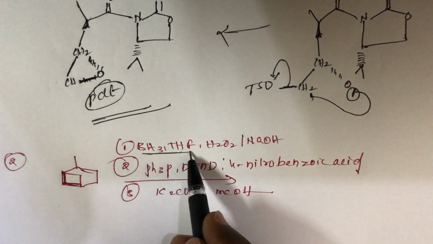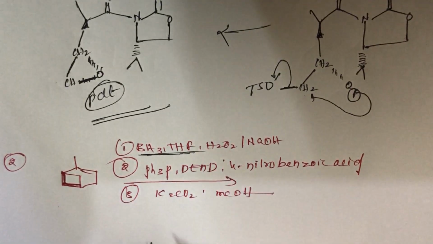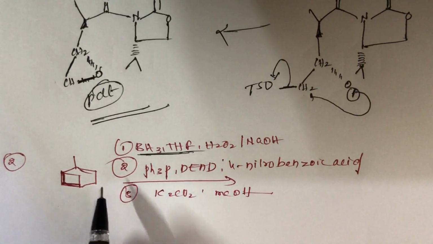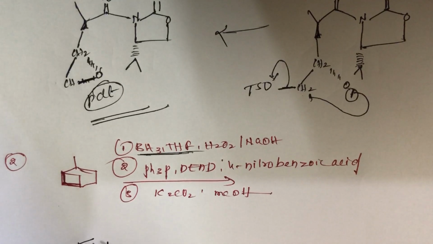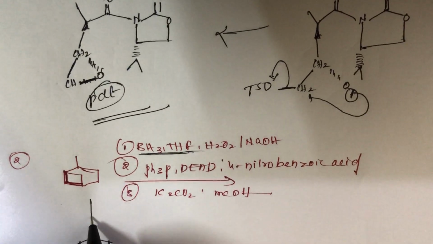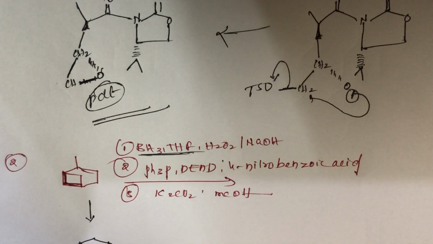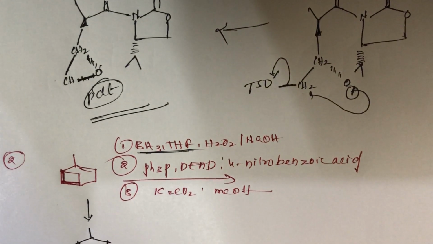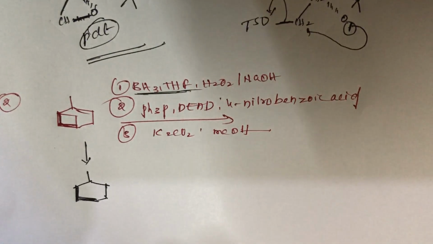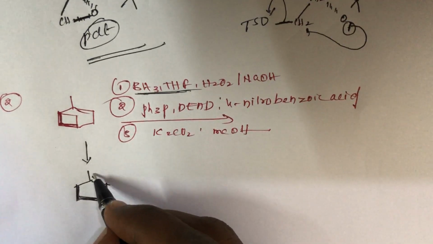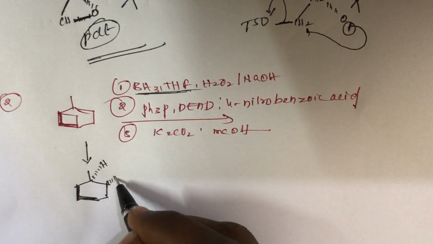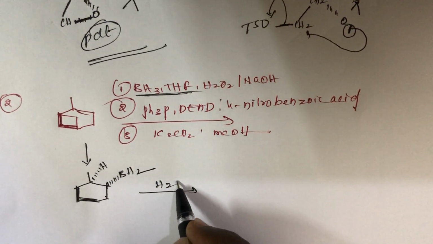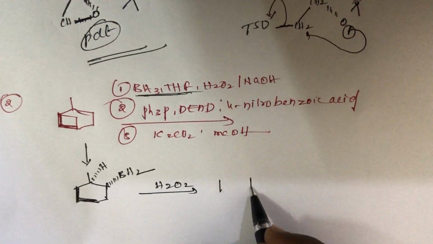See, first borane, diborane, is dissolved in THF. Using THF, we can get it stable. So first it is treated with BH3. So how is it treated with BH3? We have it above the plane, right? So how will it attack? From below the plane. So here we have BH2. Again it is treated with water, peroxide. Then we can get OH.